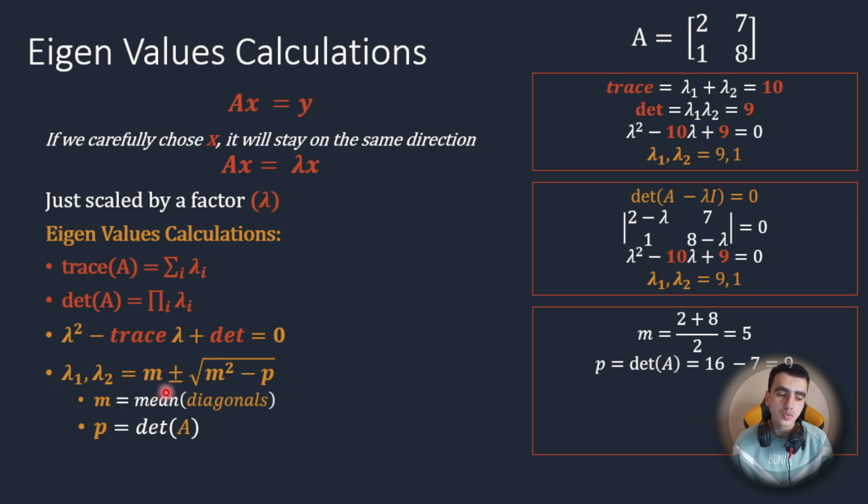It will just be helpful for the 2 by 2 matrix. The mean of the diagonal, which is 5, plus or minus the square root of m squared minus the determinant, and it will show the same output, 9 and 1.